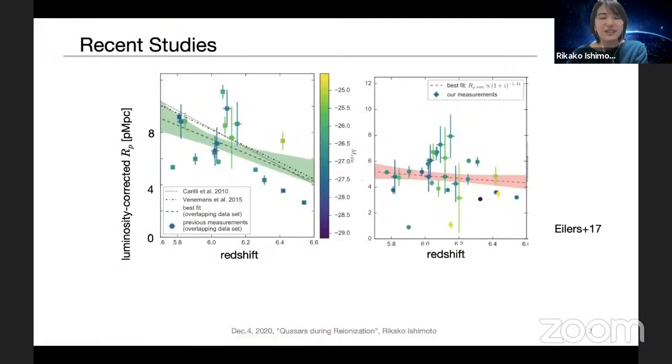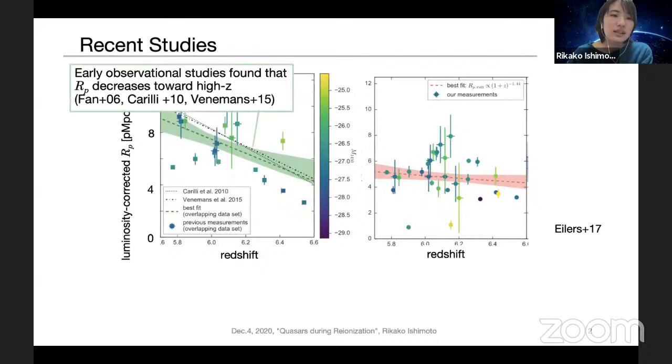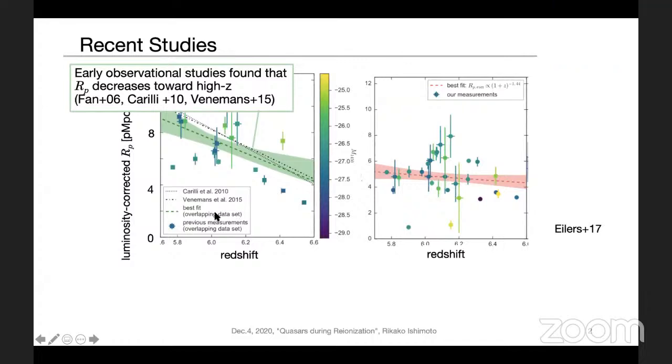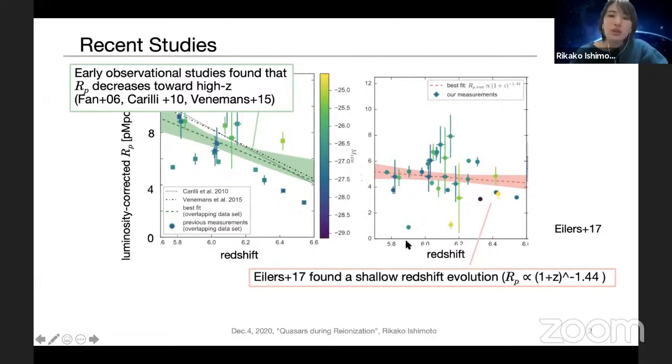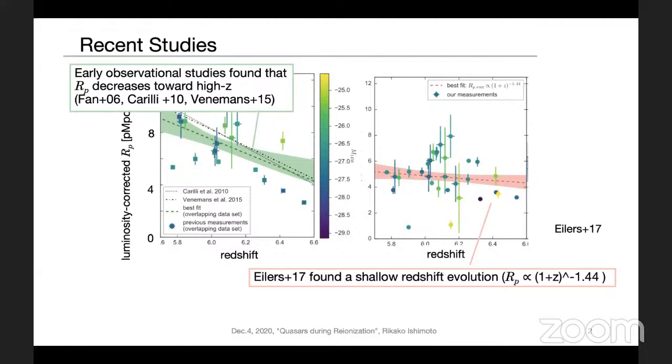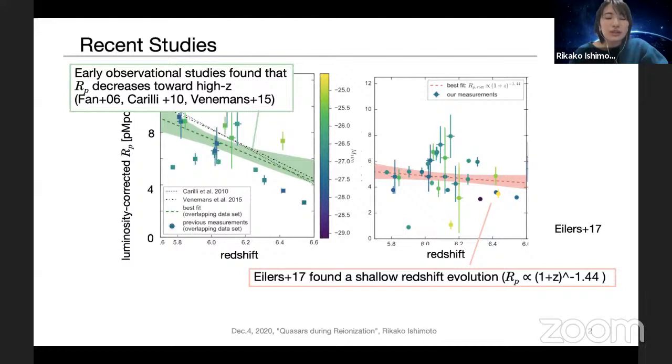I think you have already heard about the importance of the proximity zone in the talks so far, but let me briefly introduce the observational studies of the proximity zone. In earlier studies, it was said that the proximity zone evolved with redshift, as shown in the left figure. However, recently, Eilers et al. measured the proximity zone sizes of 30 luminous quasars and found a shallow redshift evolution, shown in the right figure. One of the reasons for this disagreement between these studies is that they are based only on luminous quasars. Proximity zone measurements over a wider luminosity range are needed to conclude the trend.